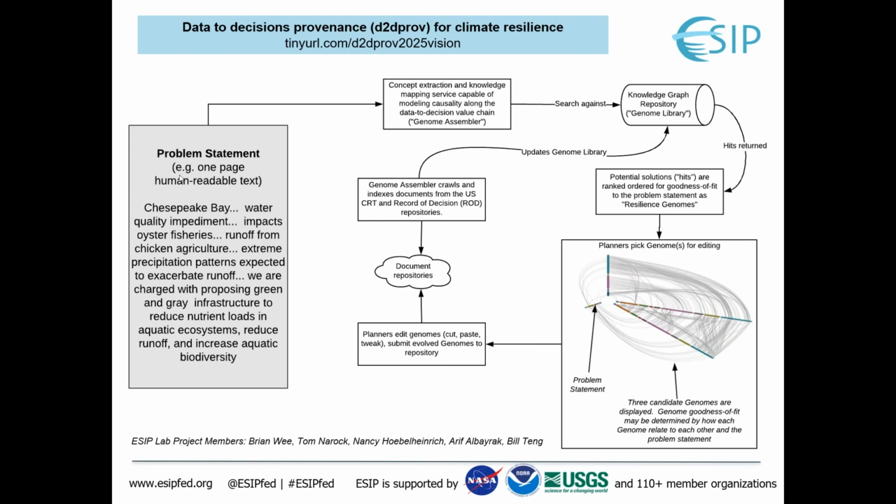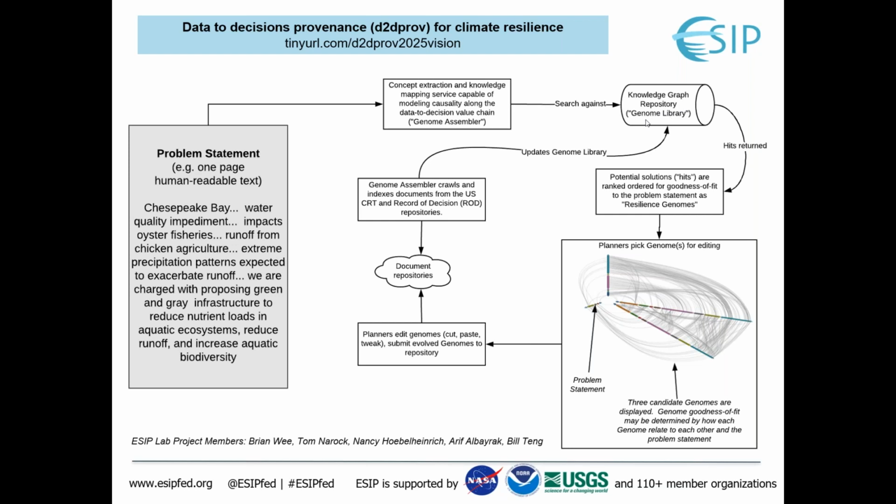So imagine that the resilience planning team puts together a one-page problem statement. Now this one-page problem statement gets fed to the machine. The machine extracts the concepts from that one-page statement. By the way, the one-page statement could be, for example, a request for proposals. It could be an RFP, it could be an RFI. But the machine extracts the concepts from there, searches against a knowledge graph repository.